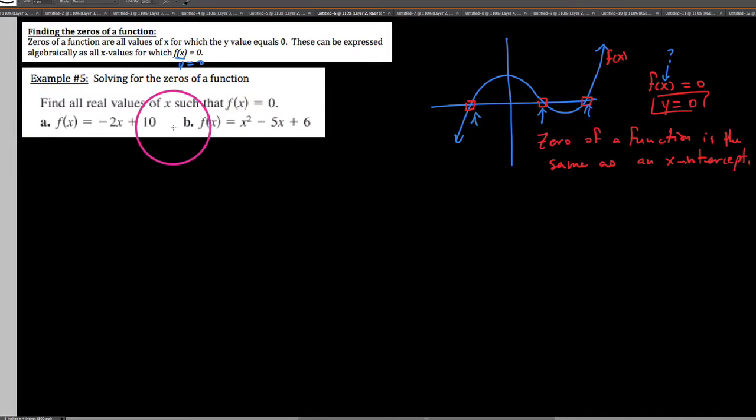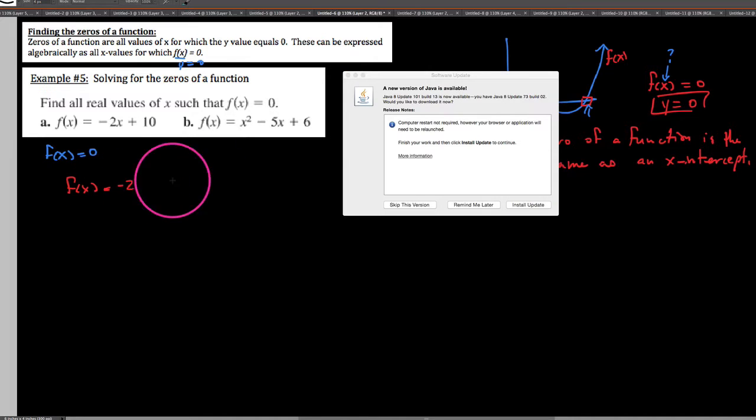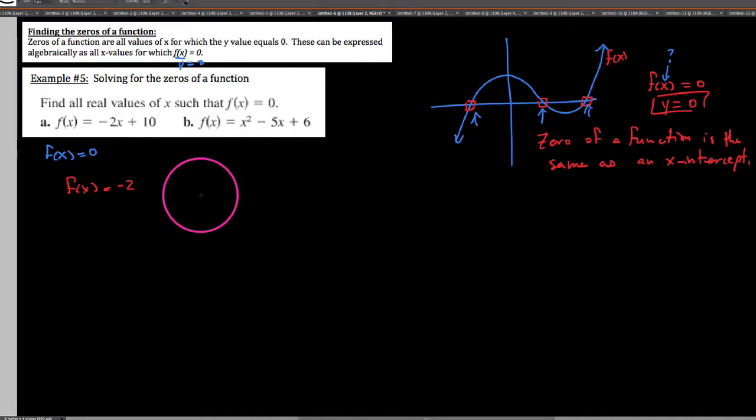So let's go ahead and take a look at these two functions here, f of x and, well, I guess they call this one f of x as well. But what we're going to do is find the zeros of this function. So first things first, because we're looking for the x values that cause this to be true, what we could do here is say, well, I know that f of x is equal to negative 2x plus 10.